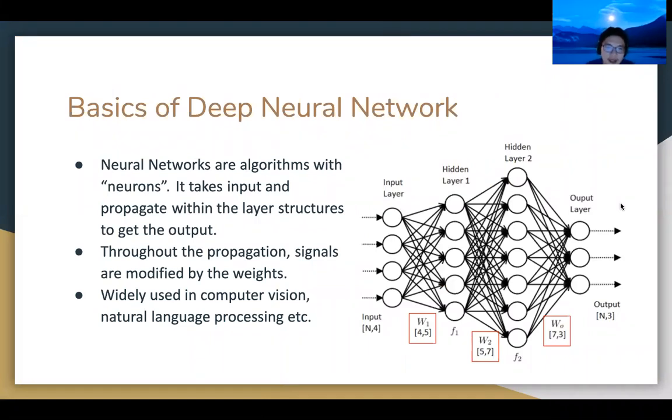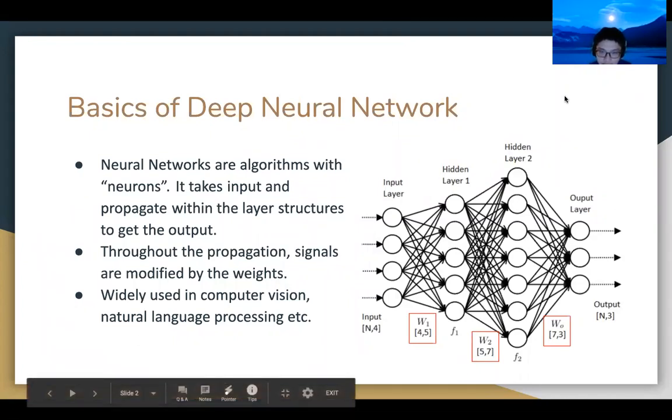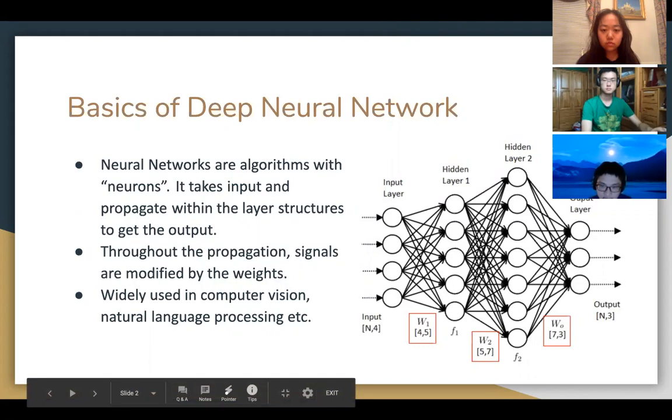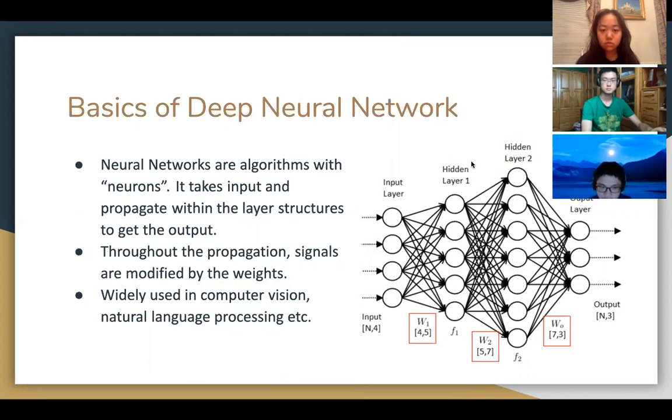Neural network algorithms give a specific structure, and the structure includes neurons in layers, where the neurons take inputs and propagate the signals from the previous layer to the next layer. Throughout the propagation, signals are modified by the weights W. We can also call them parameters of this model. So neural networks are widely used in computer vision, natural language processing, and many other fields in artificial intelligence.